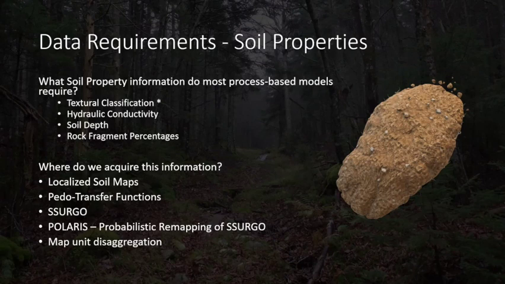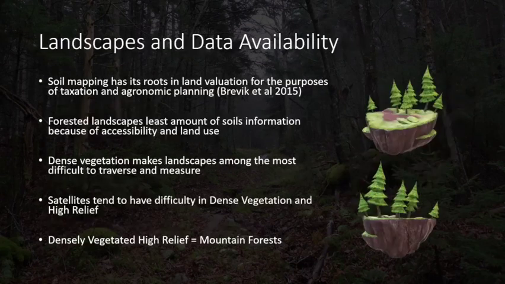And where is this information acquired from? It's typically acquired from localized soil maps in the landscapes that I'm looking at. You can get some of this information from federal transfer functions. A lot of people rely on NRCS data sources for their soil information. The one I'm interested in most is the gSSURGO data product, but there are other products from them. There's also the POLARIS remapping of SSURGO that's very useful for people. And there are disaggregation schemes that people use to try to get at these data sets.